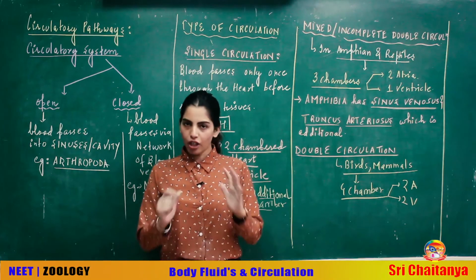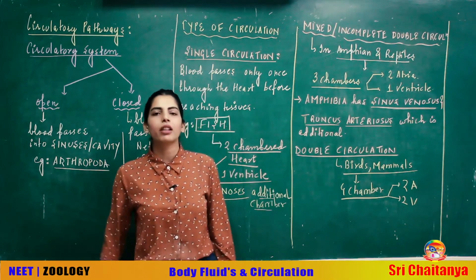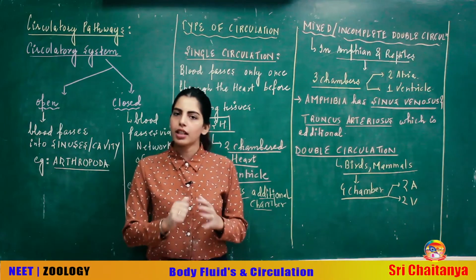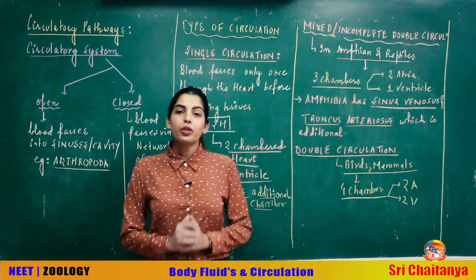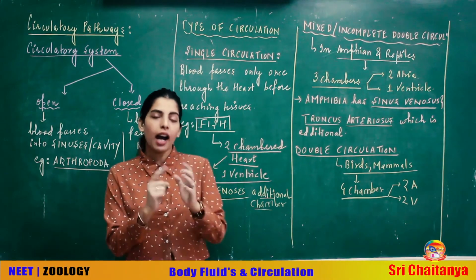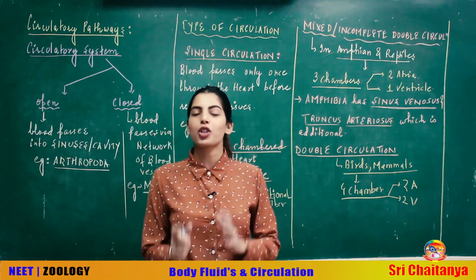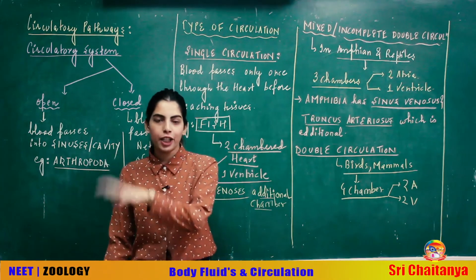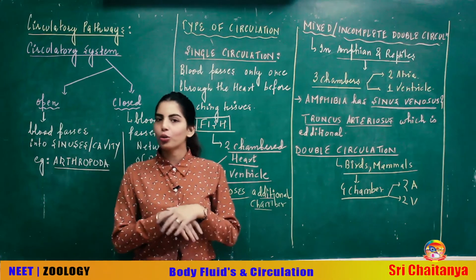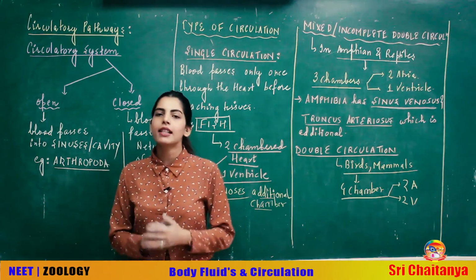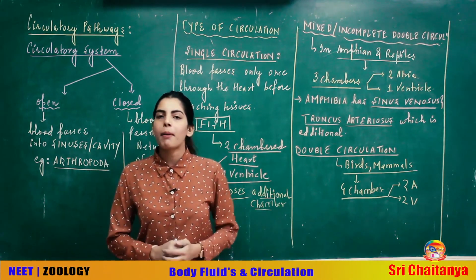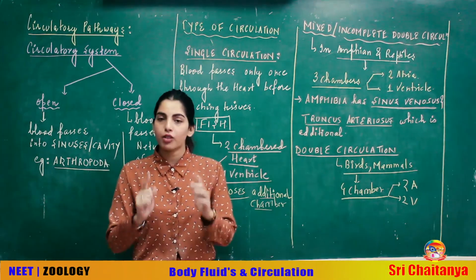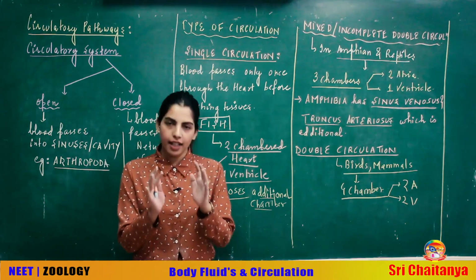So that's a general idea about circulatory pathways and the types of circulation. Now students, in the next class we are going to start with the structure of the human heart and the type of circulation in humans. Before that, go through this entire part from the NCERT as well. We are going to come back soon. We are going to start with the structure of the human heart in our next class.